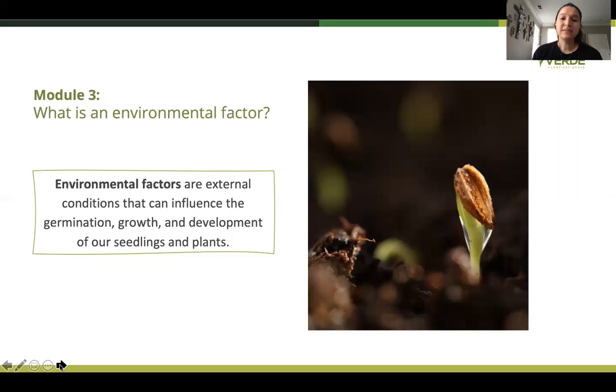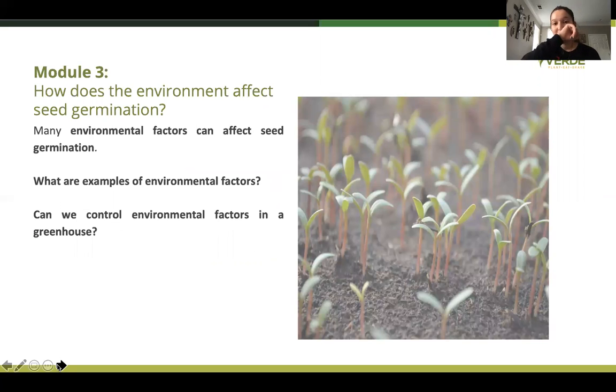This is important because when we think of seed germination, you think of, okay, a seed needs three things. It needs light, warmth, and water. And that is very true. But as a greenhouse manager, there are other environmental factors that we need to consider. So we're going to take those three a step further. Thinking about those three, how does the environment in which a seed is in affect its germination?